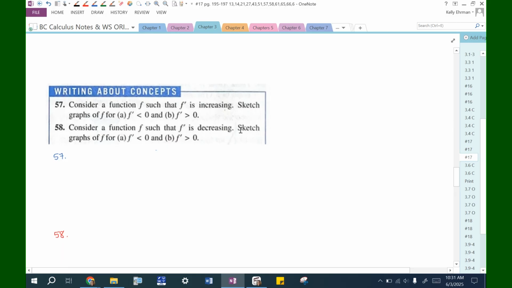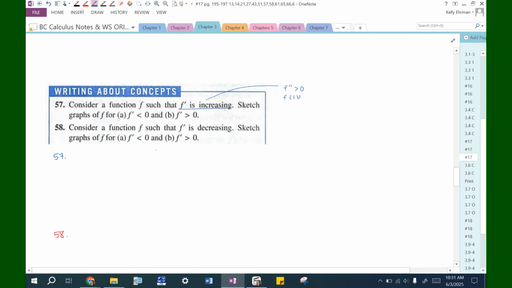All right, let's look at these 2 problems. So consider a function f such that f prime is increasing. Now, if something's increasing, it means its derivative is positive. So that means that f double prime is greater than 0. That means that f is concave up.